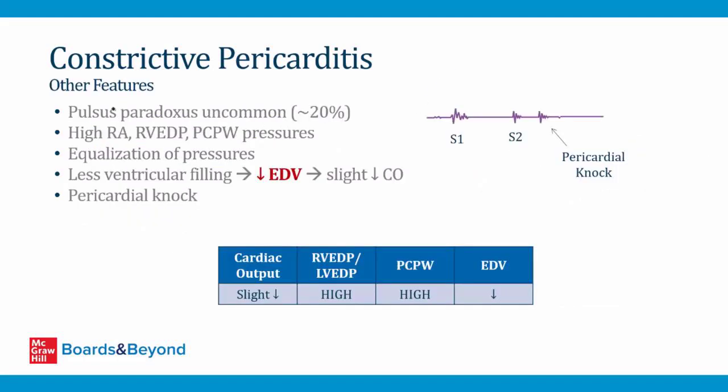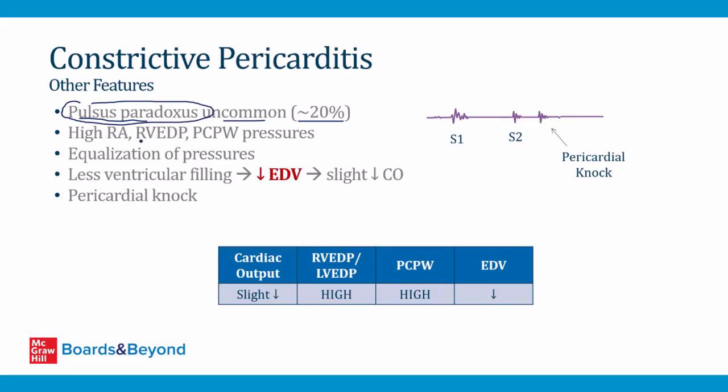Let's talk about some of the other clinical features of pericarditis. First of all, you should know that pulsus paradoxus is uncommon. It only occurs in about 20% of patients with constrictive pericarditis. So on a step one question, if they describe pulsus paradoxus, they are almost certainly talking about tamponade and not constrictive pericarditis.